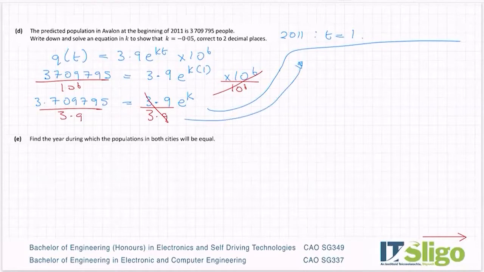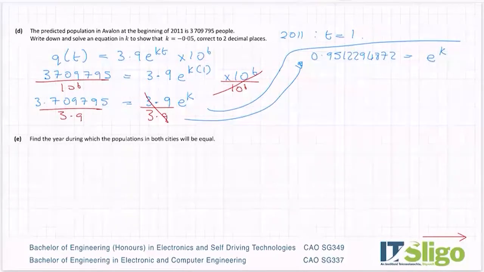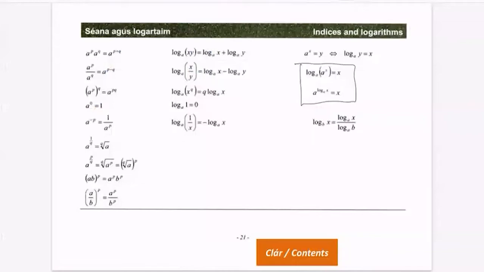I am getting 0.95122948872 is equal to e to the power of k. Okay, now, again, you can do the switch. Okay, no problem at all. Or you can use these rules, no problem at all.